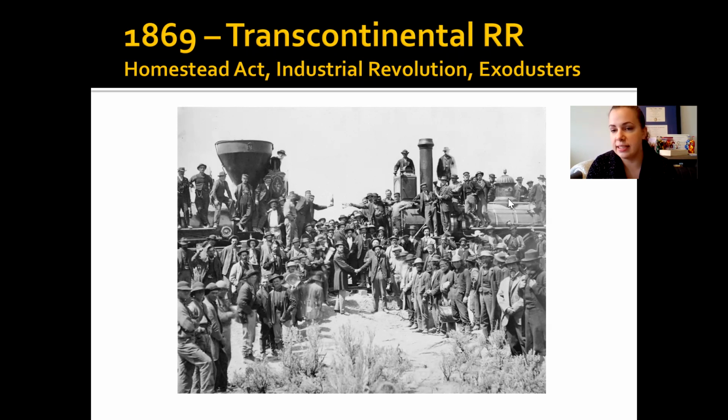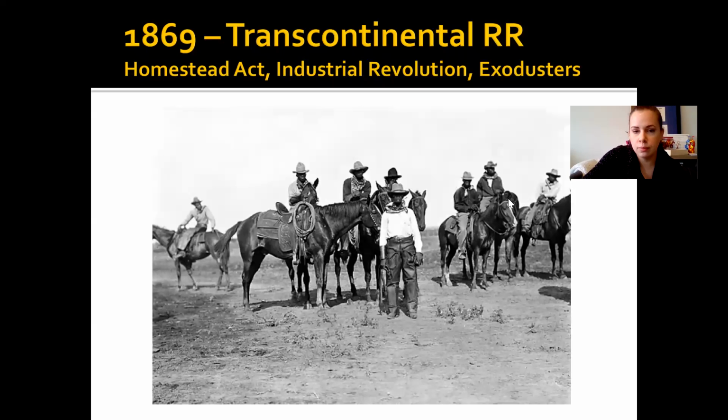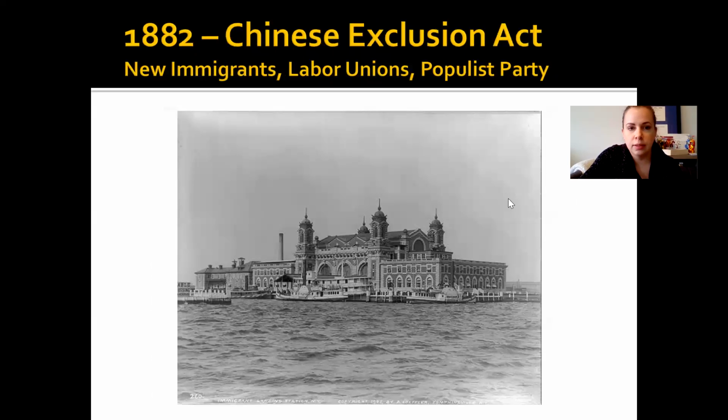So period 6 is very much defined by movement and the creation of new regions and identities as people leave where they are from and set out to create a new life somewhere else. This is a picture of some of the Exodusters.